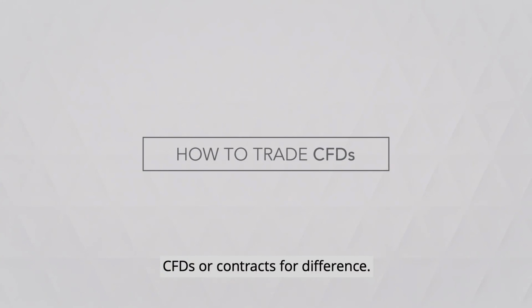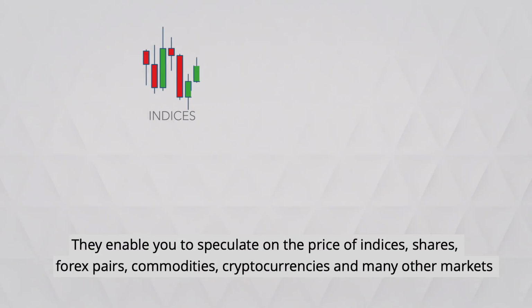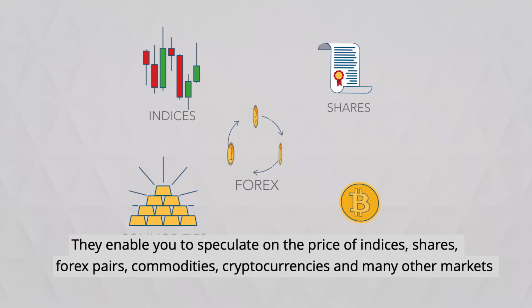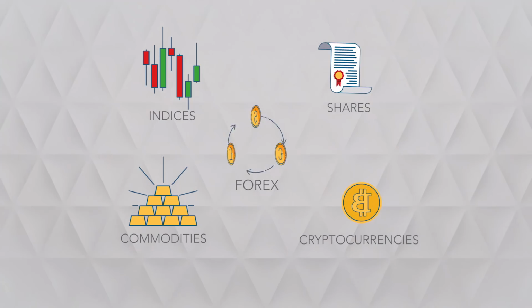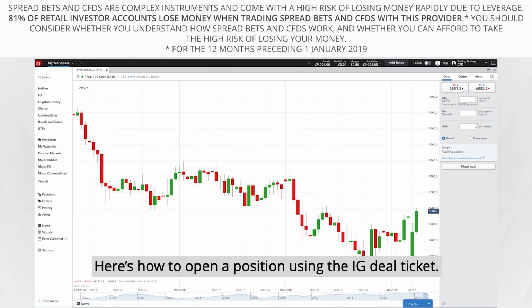CFDs, or contracts for difference. They enable you to speculate on the price of indices, shares, forex pairs, commodities, cryptocurrencies, and many other markets, without buying or selling the underlying assets. Here's how to open a position using the IG deal ticket.